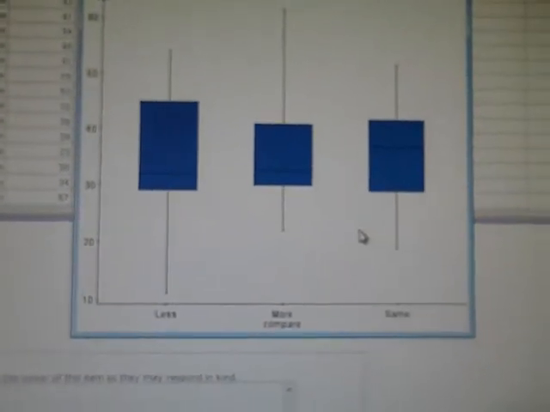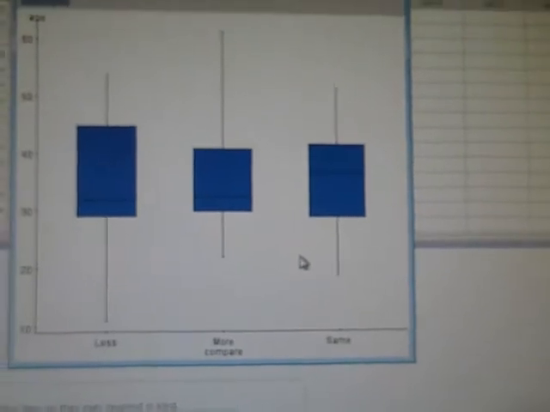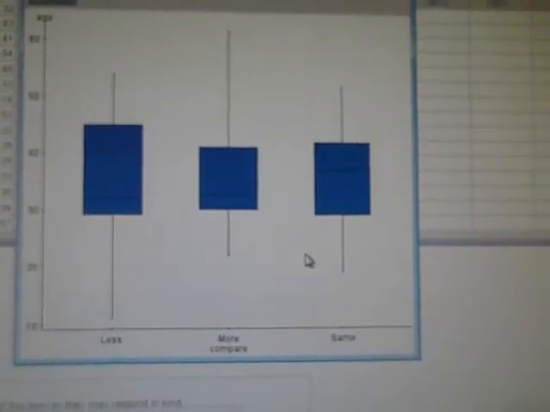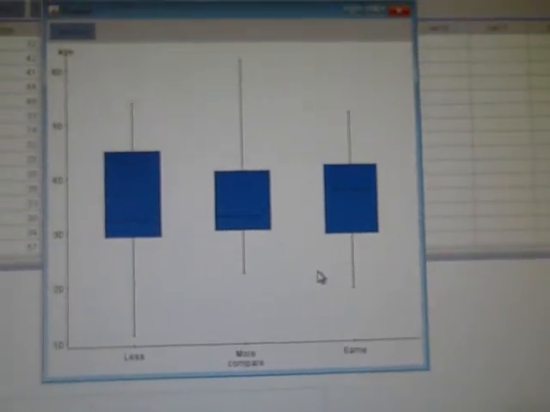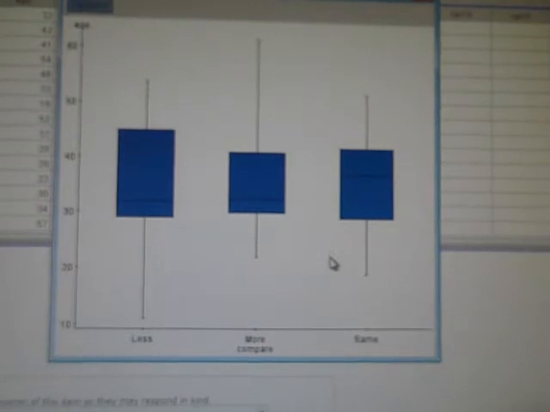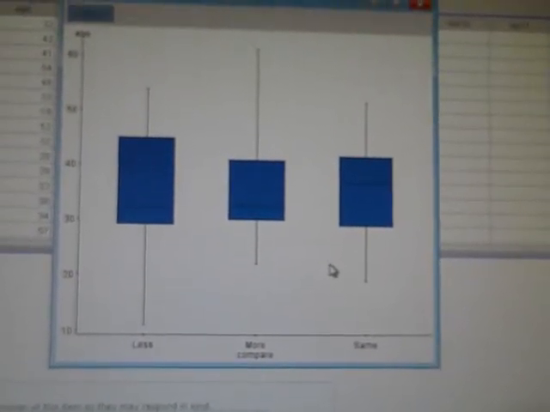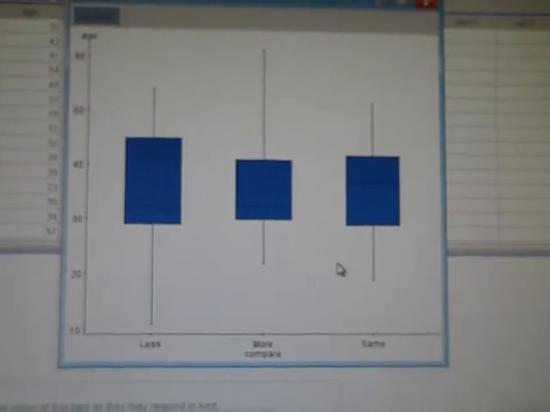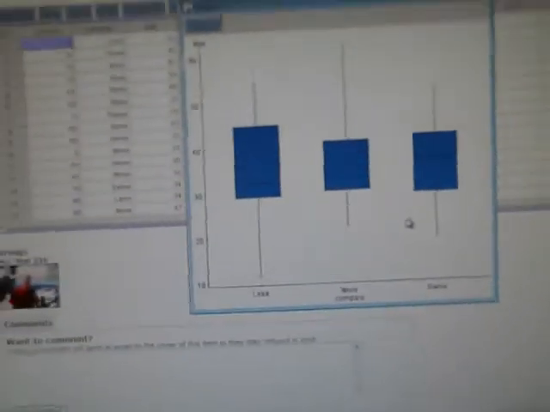Turns out really if the boxes don't overlap, that's kind of a good indicator that these groups maybe have some real differences going on. If the boxes overlap like these do here and like the ones on the last example did, that's a sign that yeah, there's some differences because data vary from sample to sample, but these three groups are essentially pretty similar.